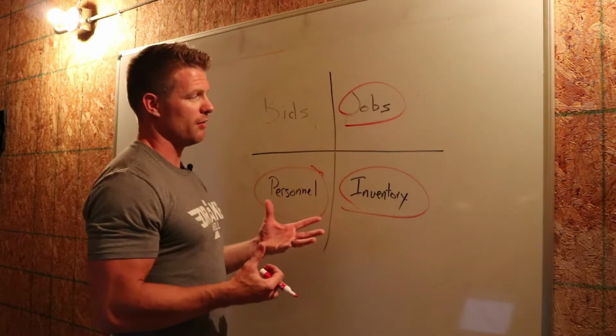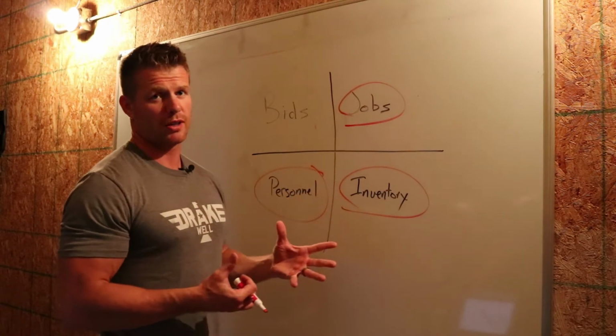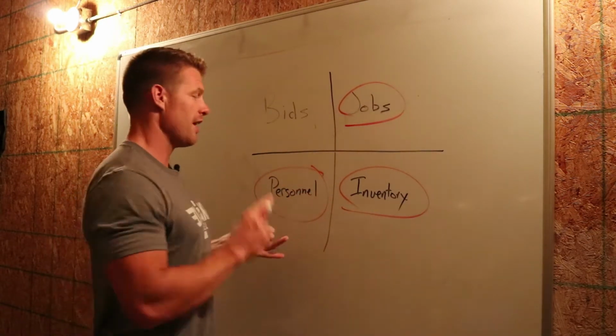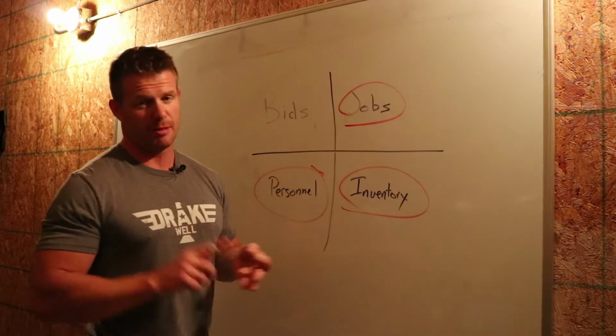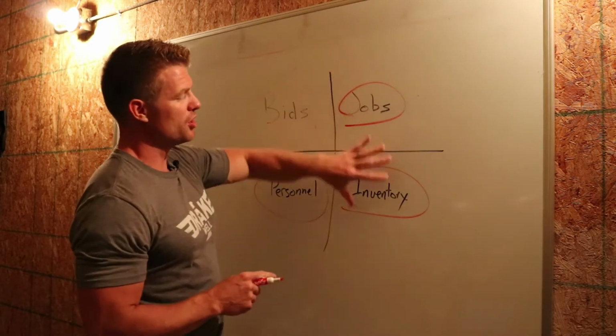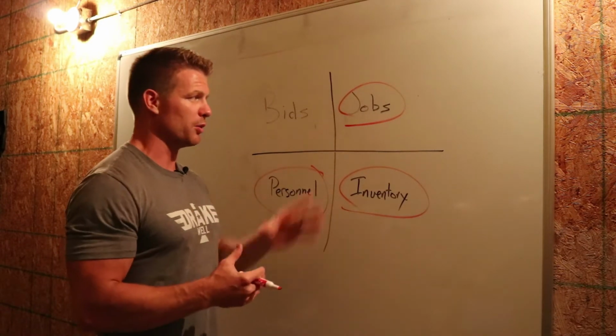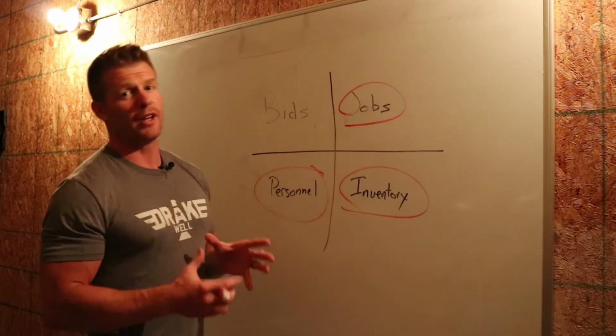That's the same way that configuration works inside of Drakewell. You have the base core, so you're going to have jobs, you're going to have bids, you're going to be able to track personnel, you're going to be able to track inventory. And what you do in each one of those is pretty standard. But how you track it and what level of detail you want to track for each one of these, we can configure and adjust.